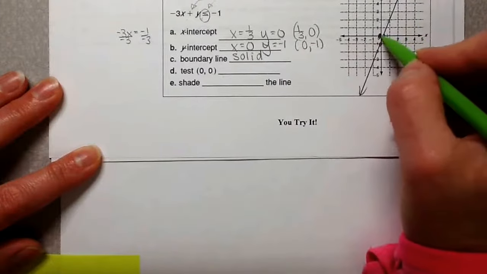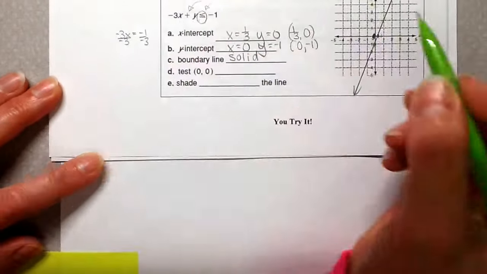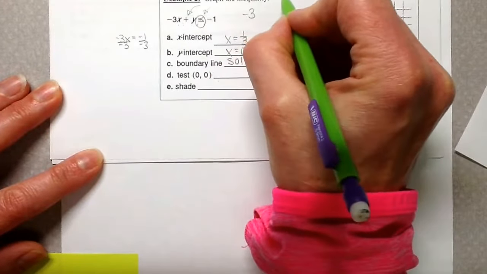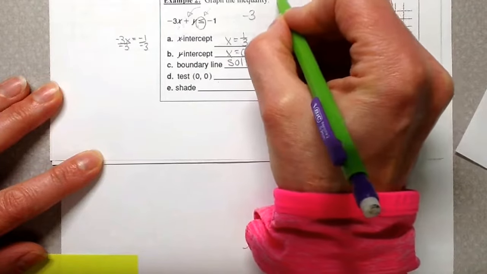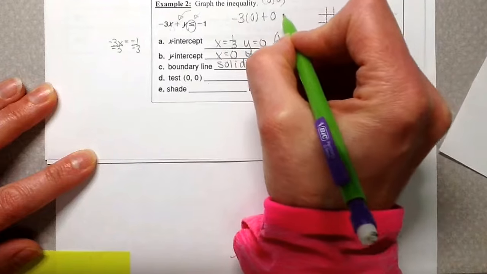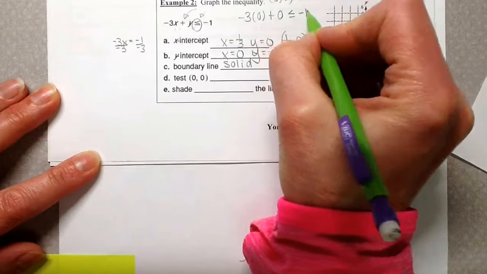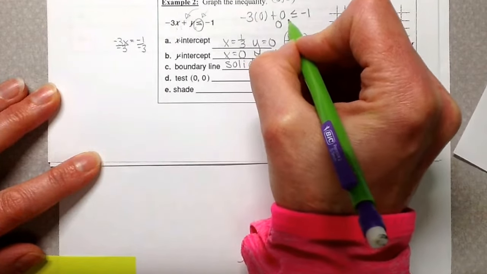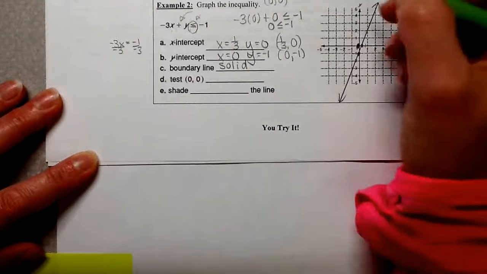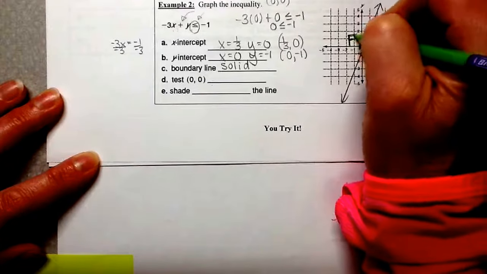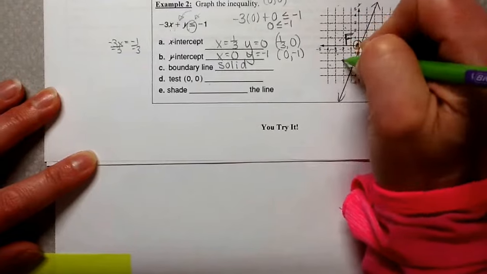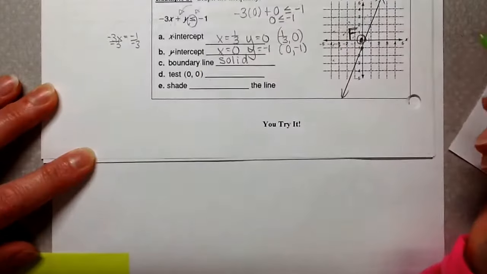And then we have to say if it's true or false when we substitute it back in here. So let's take this, and we're going to do negative 3. So my test point is (0, 0), which means when I see an x, I plug in 0. When I see a y, I plug in 0. So negative 3 times 0 plus 0 is less than or equal to negative 1. So the question is, is 0 less than or equal to negative 1? And that is a false statement. So it's false on this side of the line, which means all of these other points here are false. They will not work in this inequality.